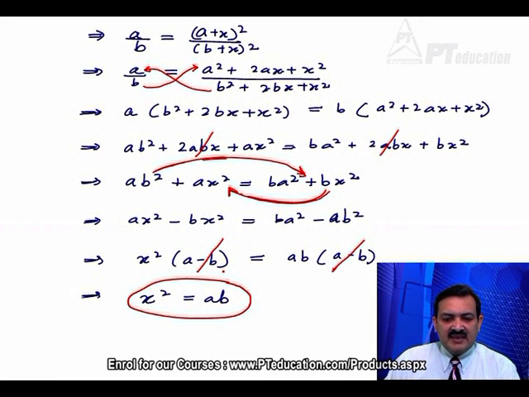2abx and 2abx get cancelled out from both the sides. So we are left with ab square plus ax square is equal to ba square plus bx square. As I have shown with the red arrows, take ab square to the right hand side and take bx square to the left hand side.